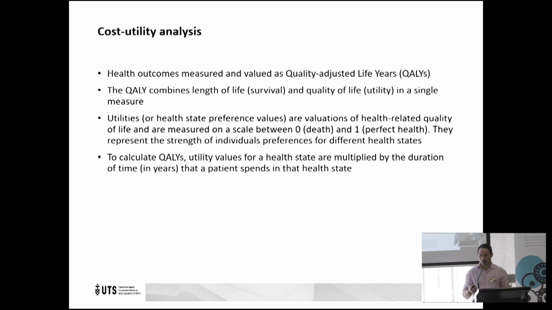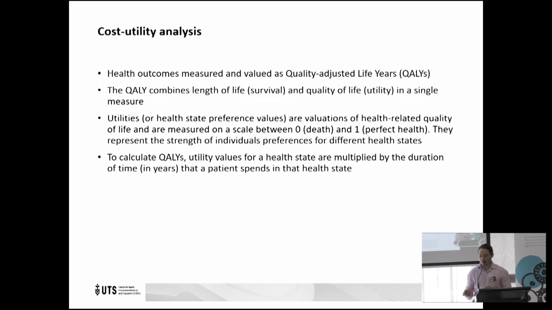Utility, or health state preference values, are how we value health-related quality of life, and they're measured on a scale between 0, which would be death, and 1, which would be perfect health. They represent the strength of individuals' preferences for different health states. To calculate QALYs, utility values for a health state are multiplied by the duration of time in years that a patient spends in that health state.